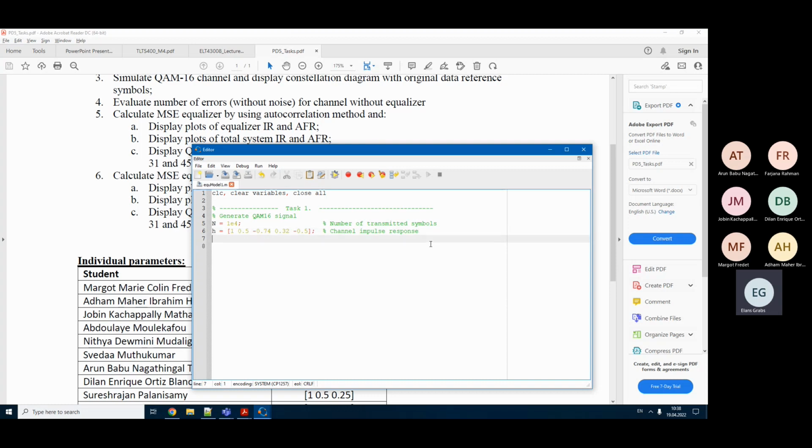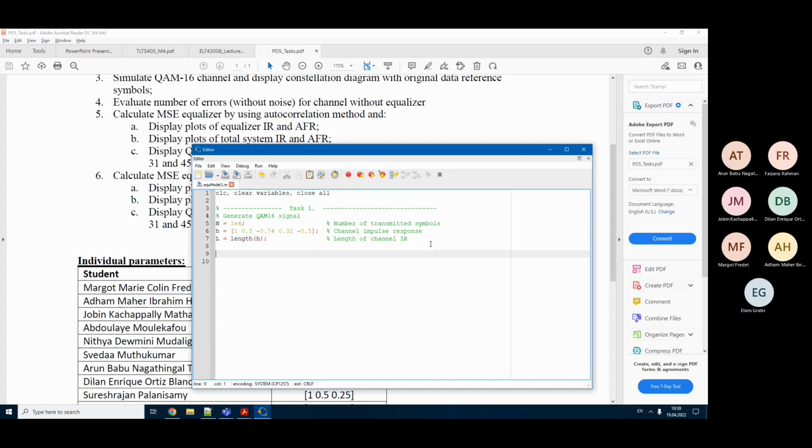Also, it would be quite convenient at once to find the length of this impulse response. That would be h, the length of the channel impulse response. And now we can generate the quadrature amplitude 16 modulated signal as projections.